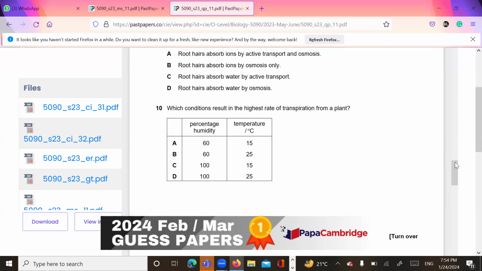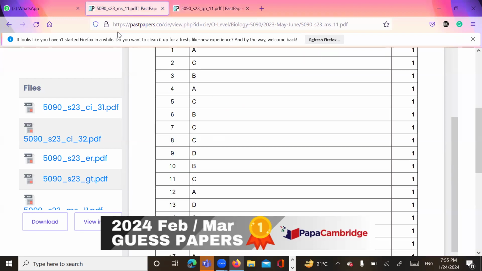So which condition results in the highest rate of transpiration from a plant? Percentage humidity and temperature. I guess 60% humidity. Highest. The humidity should be at lowest and the temperature should be at its highest. Sorry. So I would go for 10B.